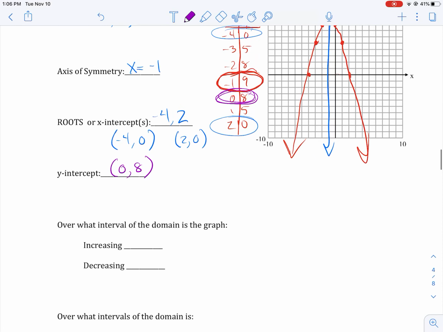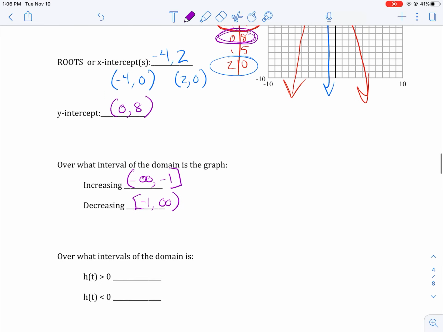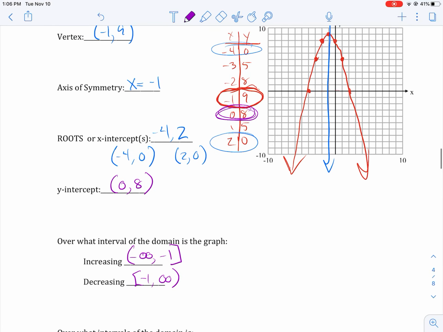Over what interval of the domain is the graph increasing? We would say -infinity all the way up till our axis of symmetry, which is -1. And we're decreasing from -1 to infinity and beyond.